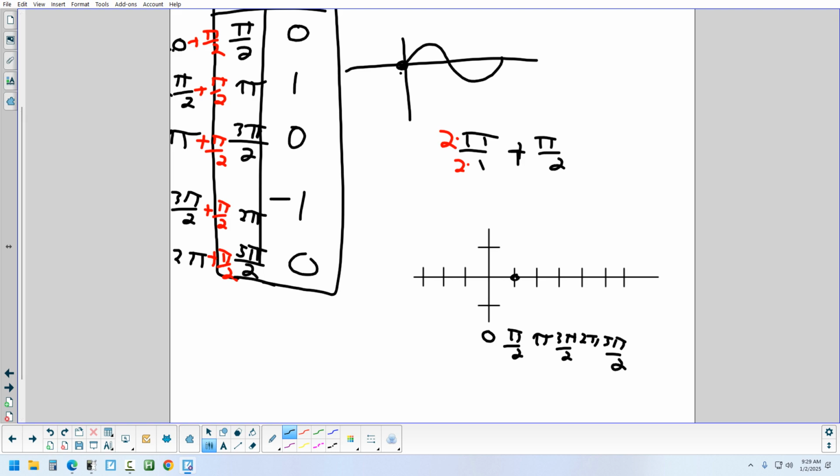That's your first one. The next one is pi, up 1. 3 pi over 2, 0. 2 pi, we're at negative 1. And then the last one is 5 pi over 2, and we're at 0. That is your sketch.